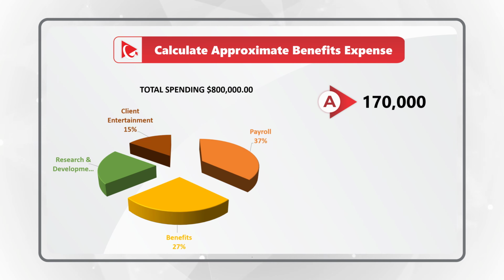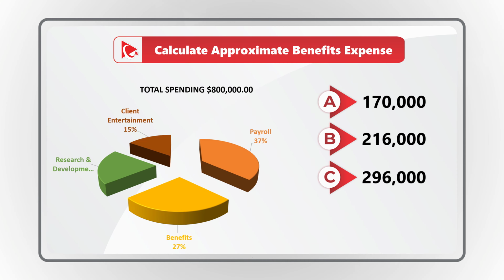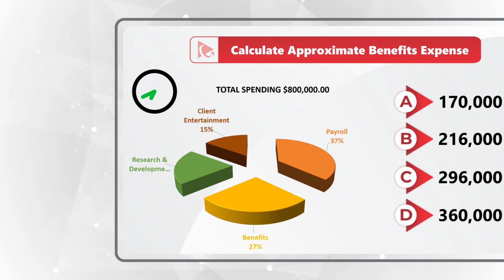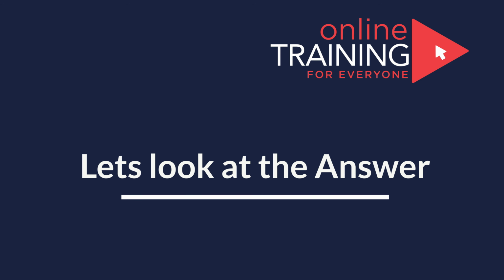Choice A, $170,000. Choice B, $216,000. Choice C, $296,000. And choice D, $360,000. Take a close look, maybe pause this video to see if you can do a mental math and come up with the solution. Ready or not, I am moving forward to share with you my version of the solution, and obviously if you have a better way to solve it, please make sure to share in comments.